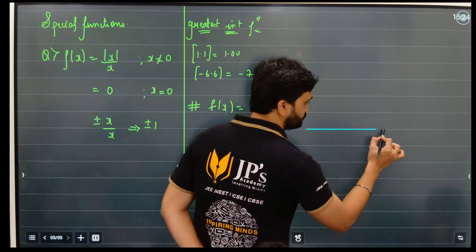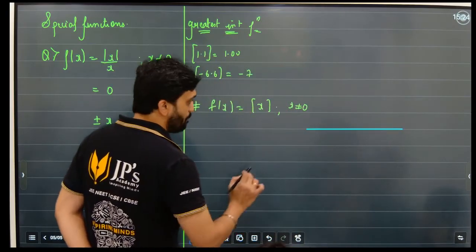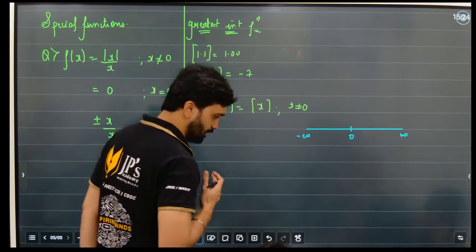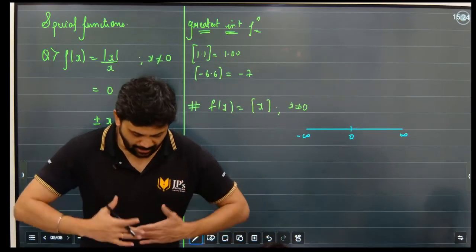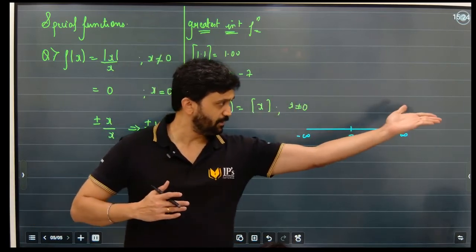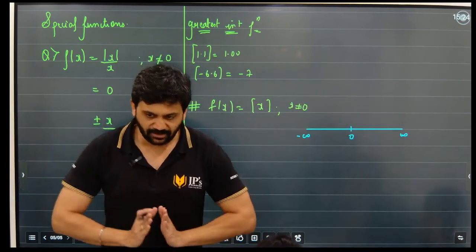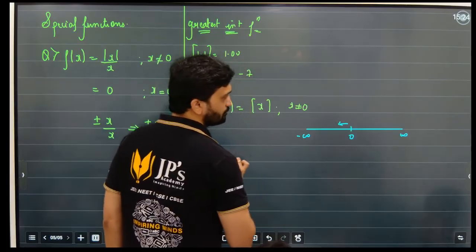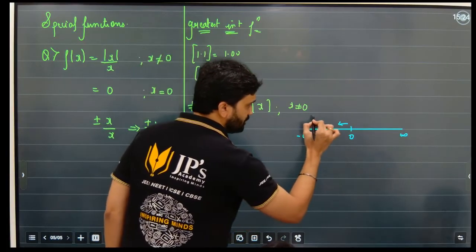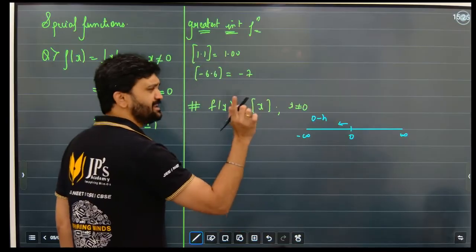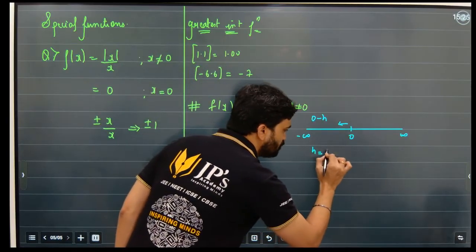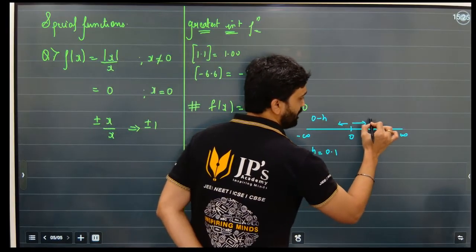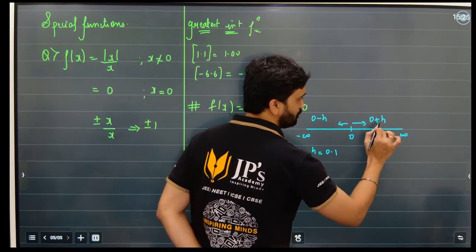This is my number line, from minus infinity to plus infinity, and I am standing at 0. Guys, I am standing at 0. This is plus infinity and this is minus infinity. What did I do? From here I moved a distance h, and this has become 0 minus h. Take h as a very small value. Assume h is 0.1. For the second case, I moved h this way, and this has become 0 plus h.